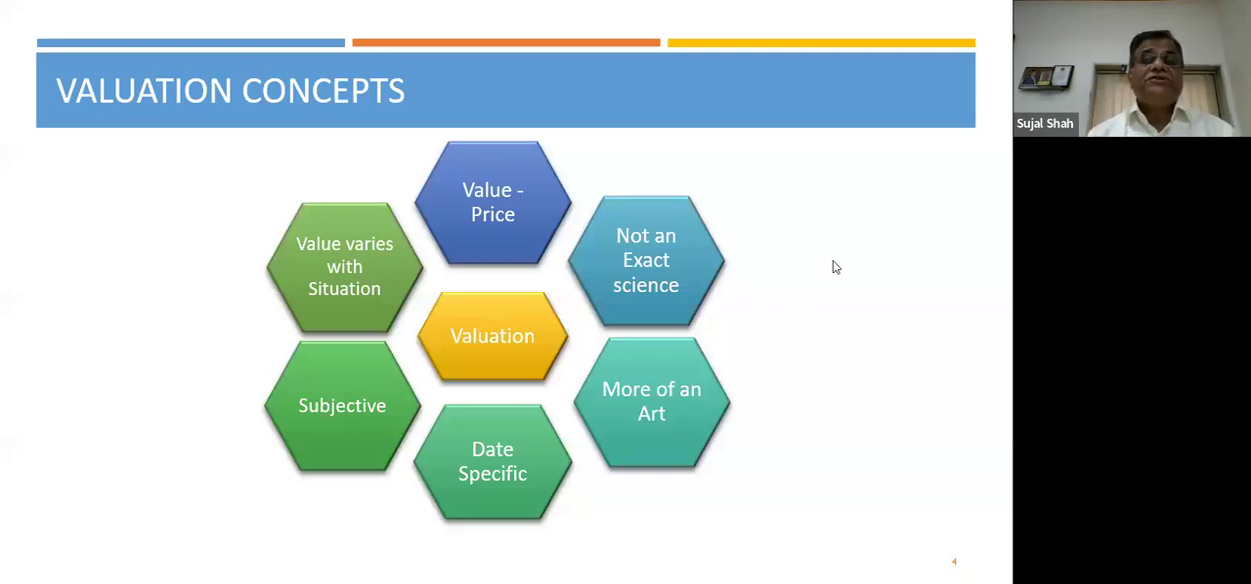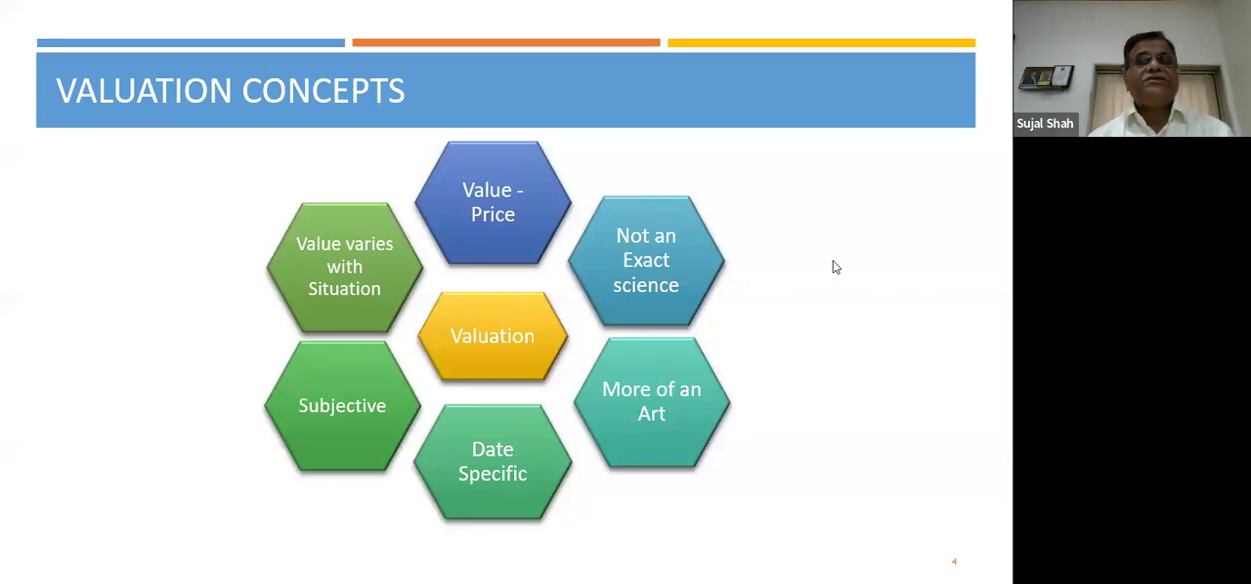Value also varies with the situation. Let me give you an example. Suppose I am doing a valuation for the purpose of merger of two companies. Say company A is merging with company B. In that case, my methodology could be different.